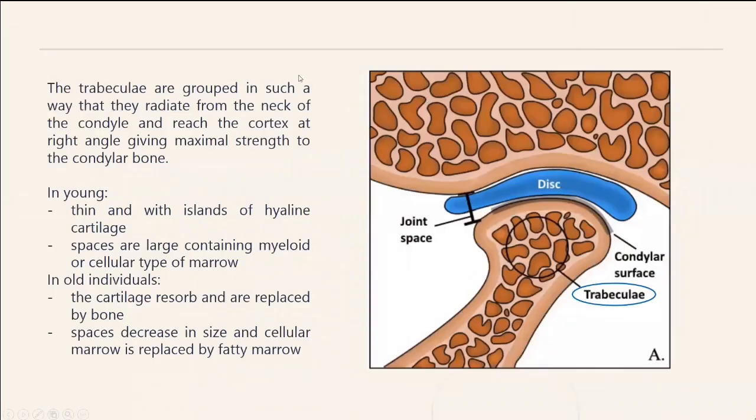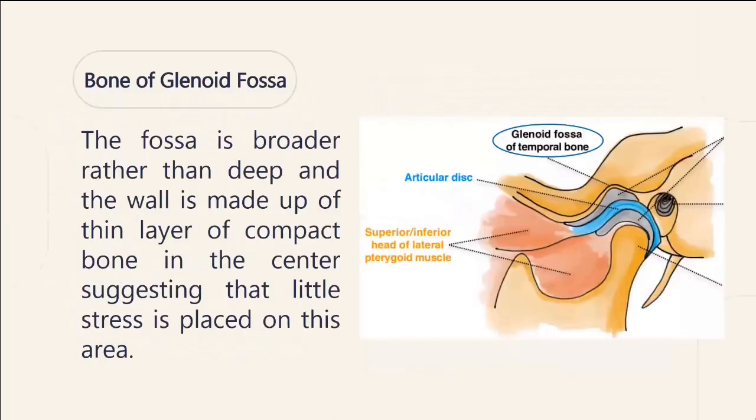The trabeculae are grouped in such a way that they radiate from the neck of the condyle and reach the cortex at right angles, giving maximal strength to the condylar bone. So here's the trabeculae. In young individuals, the trabeculae are thin and with islands of hyaline cartilage. The spaces are large, containing myeloid or cellular type of marrow, while in old individuals, the cartilage resorbs and is replaced by bone. The spaces decrease in size and cellular marrow is replaced by fatty marrow.